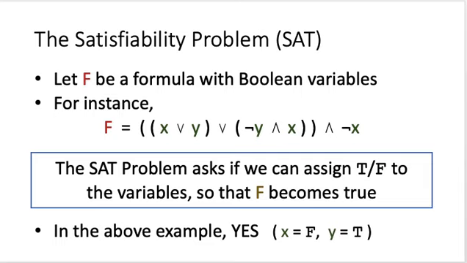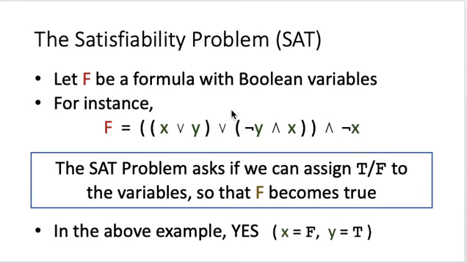We will introduce the two sets problem and then an algorithm for solving this problem. Suppose that f is a formula with Boolean variables. So here we have an example. This f is x or y, and then or the result of not y and x, and we take the whole expression and the negation of x.